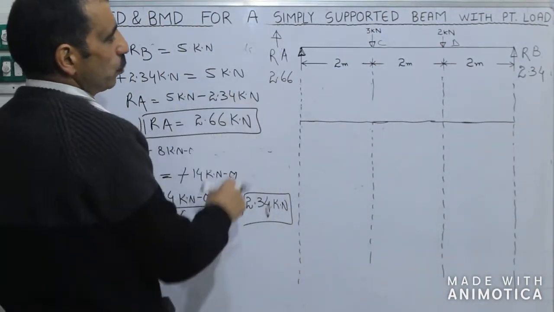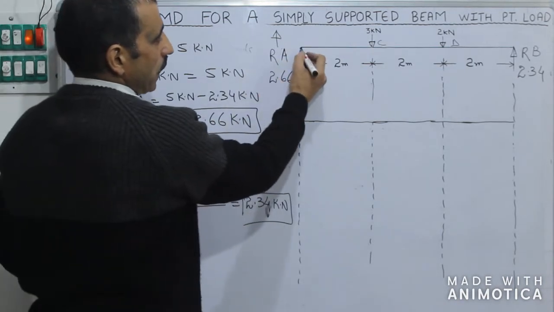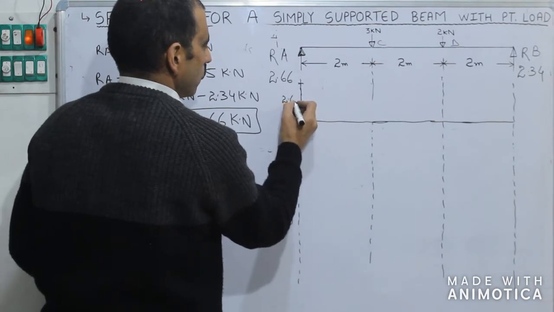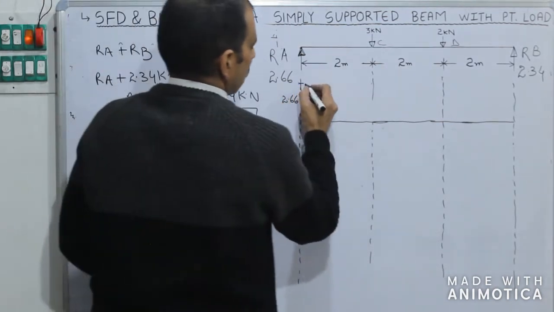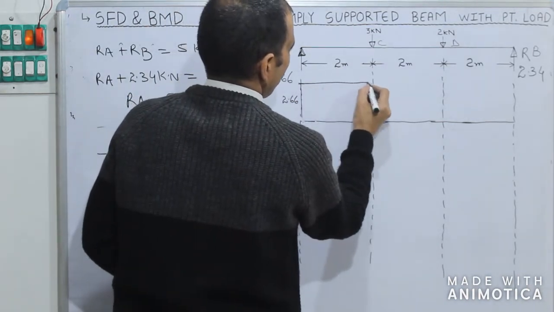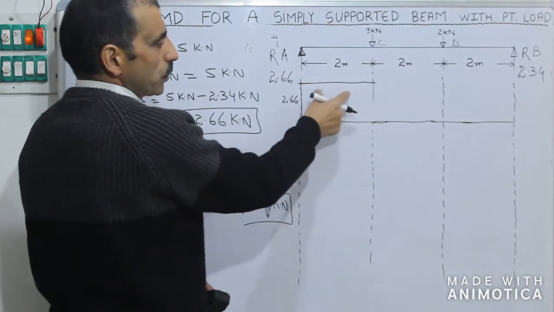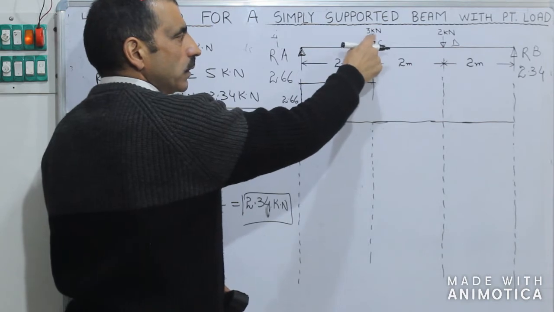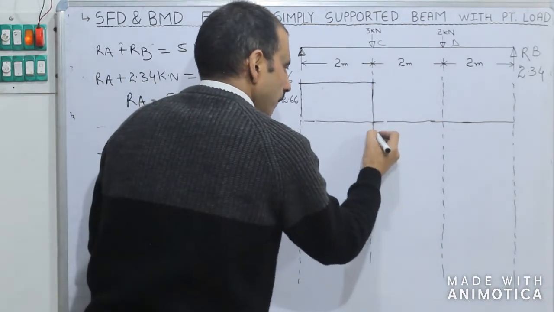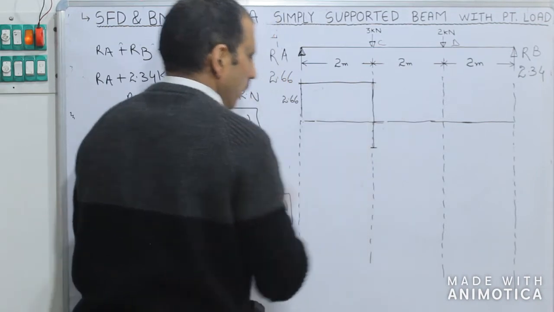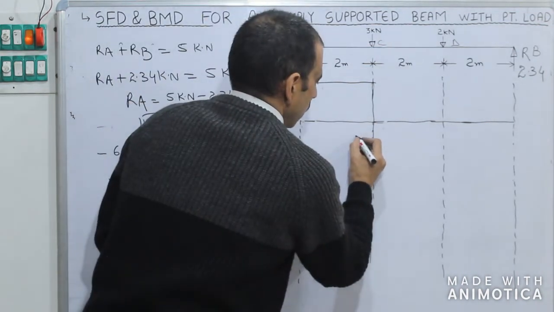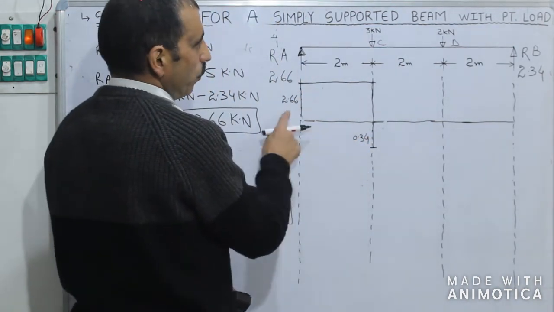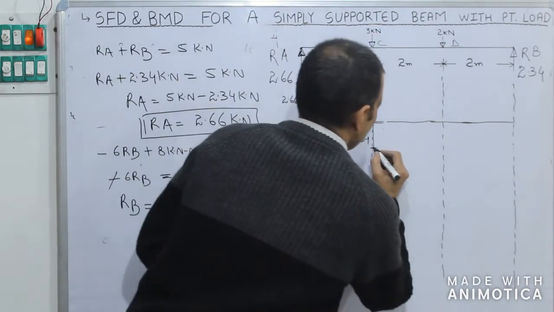Now here the RA is 2.66. It is upwards. Am I right? We will move upwards 2.66. This is 2.66. Go straight from A to C, because there is no load. Downward, now at point C, there is a down load of 3 kilonewton. Come down 3 kilonewton. From this point to this point 3 kilonewton. Here it will come 0.34, because 2.66 plus 0.34 is total 3 kilonewton. Okay? Straight.